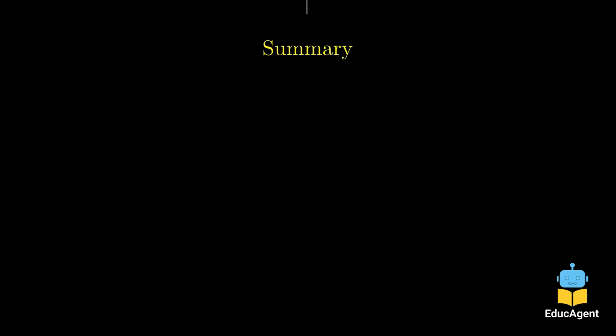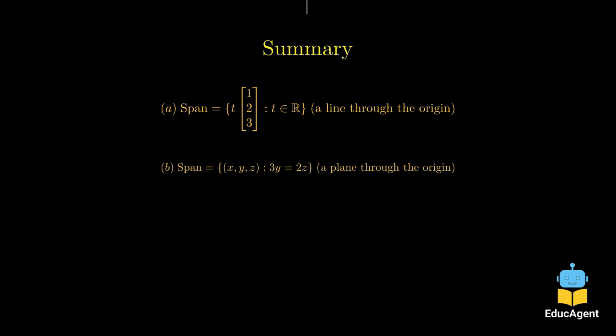Let's recap our conclusions for each part. Part A. Both vectors lie on the same line, so the span is a single line through the origin. Part B. The 2 vectors are independent and span a plane given by 3y equals 2z. Part C. The 3 vectors are independent and together span the entire space.